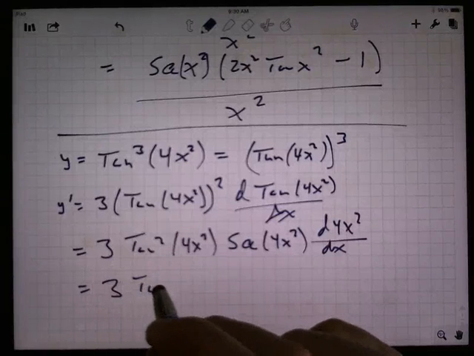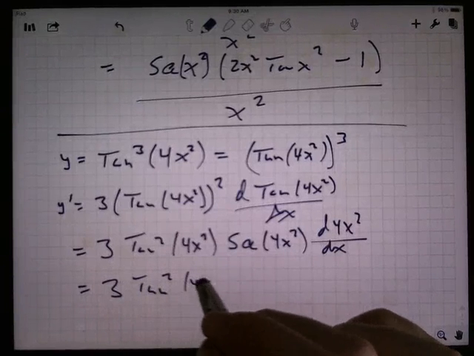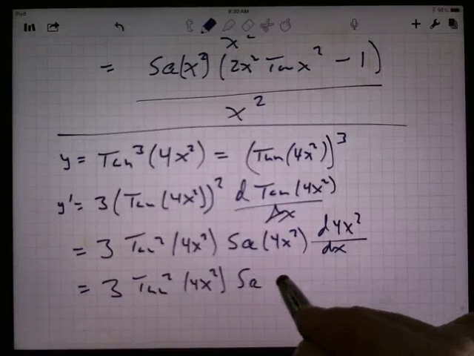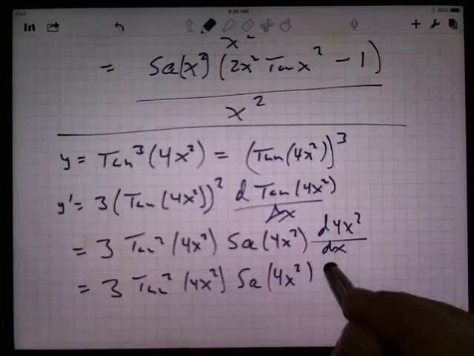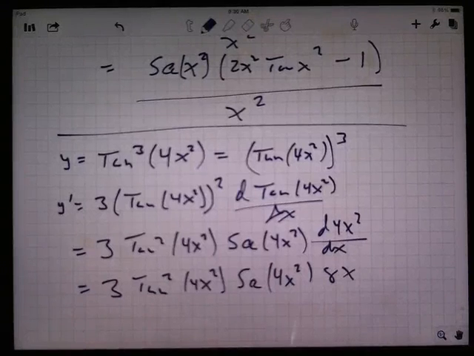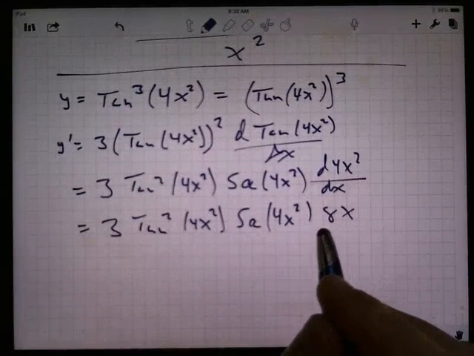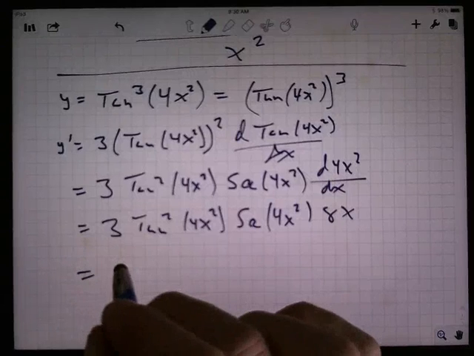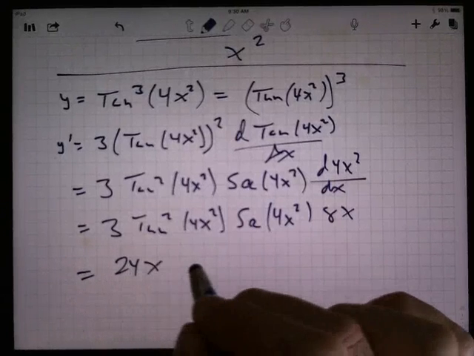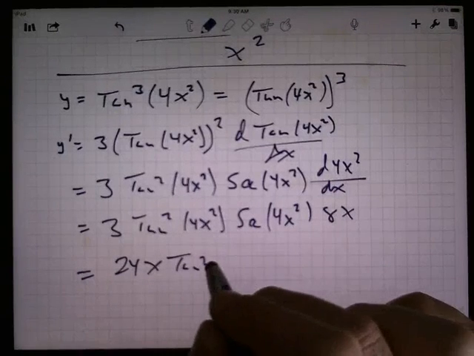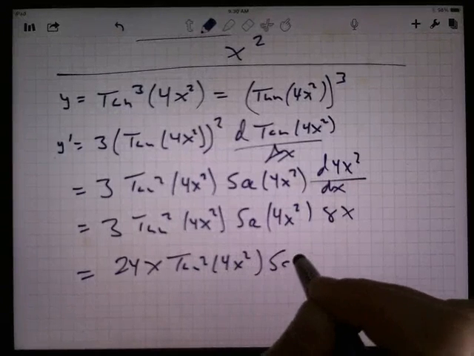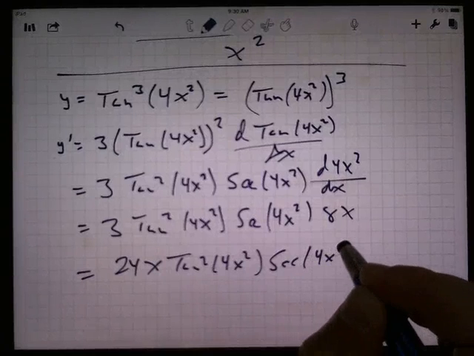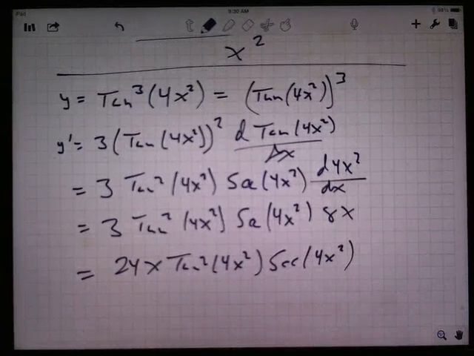So I've got 3 tangent squared 4x squared, secant of 4x squared, times 8x. And personally, I would get these things together. So I would write this as 24x times the tangent squared of 4x squared times the secant of 4x squared. Okay. And there you go.